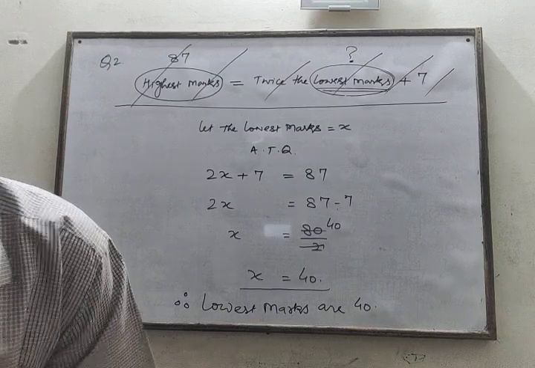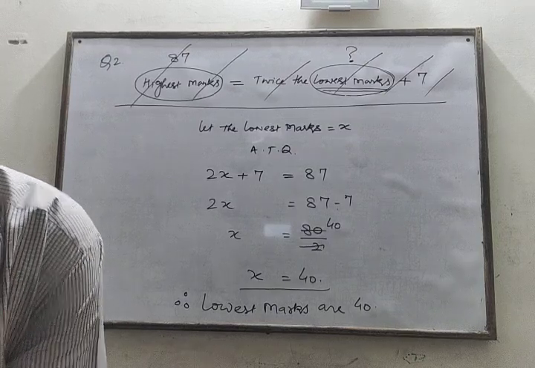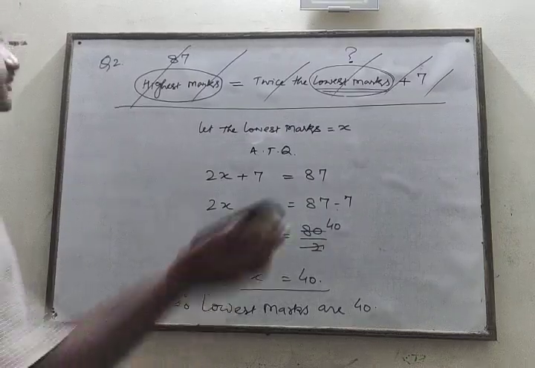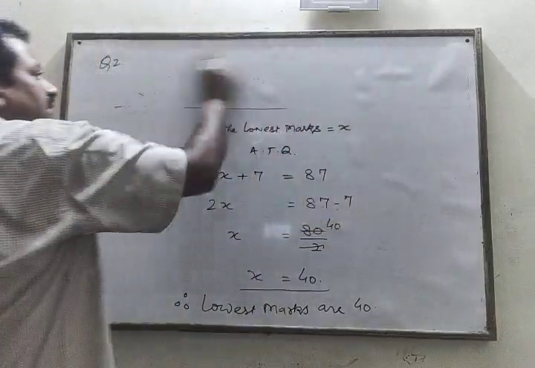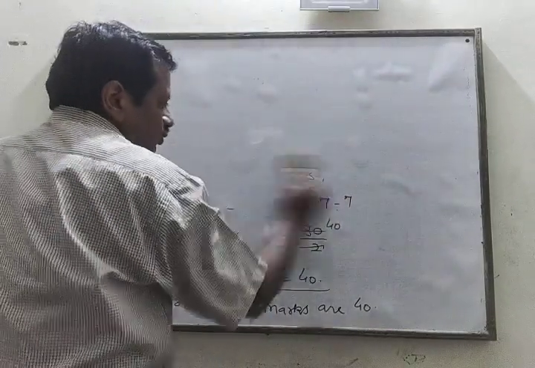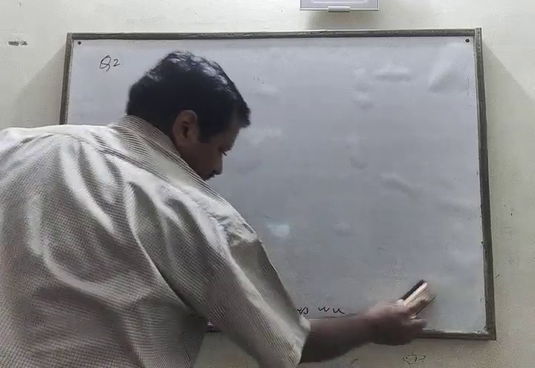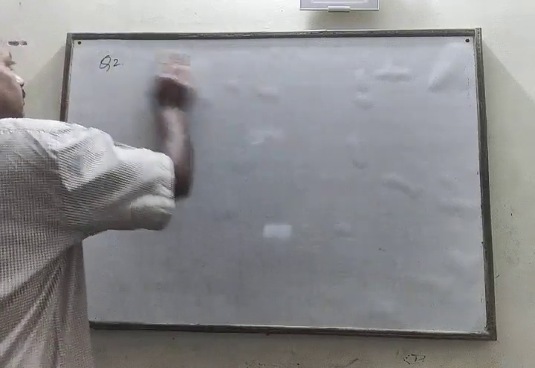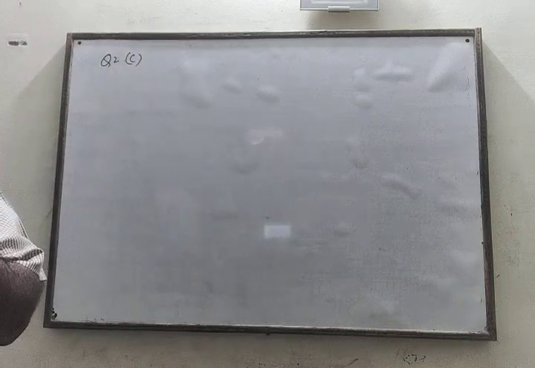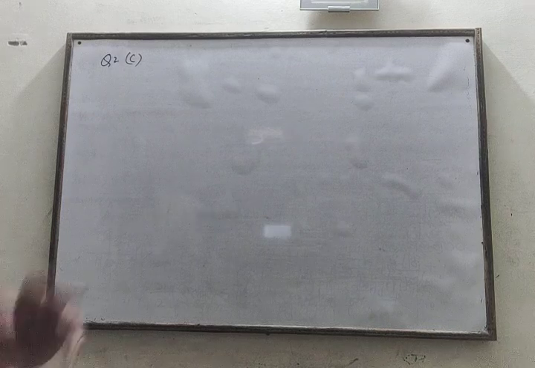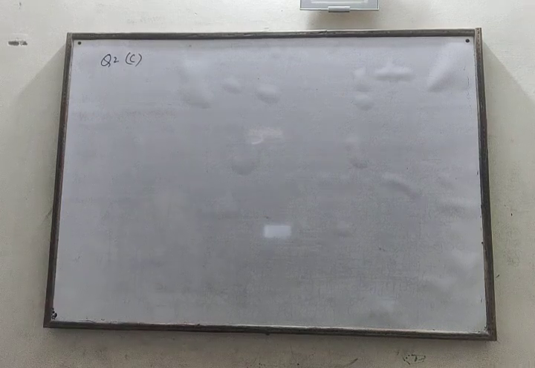Now C part. Sachin scored twice as many runs as Rahul. So who is scoring low? Naturally Rahul is scoring low. Question number 2, C part. Sachin scored twice as many runs as Rahul.